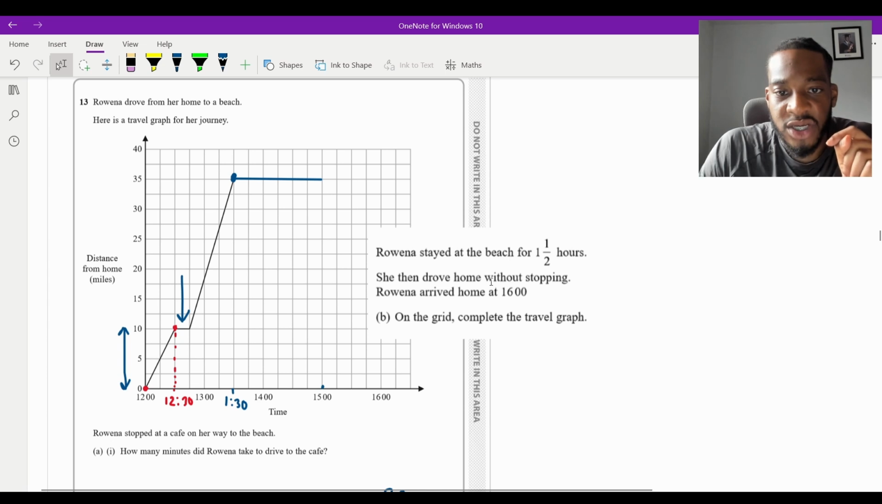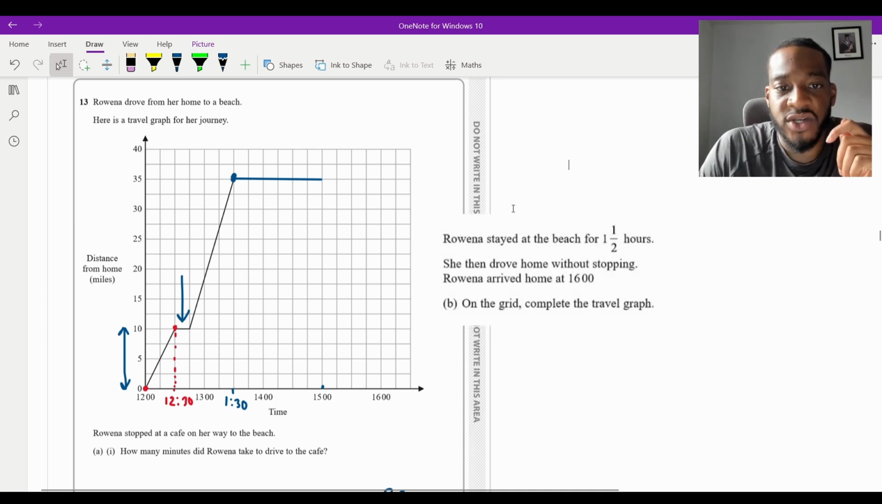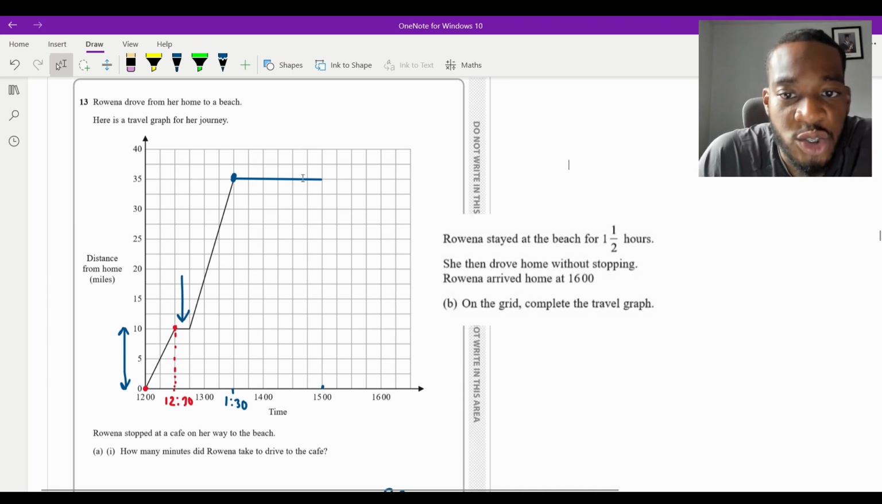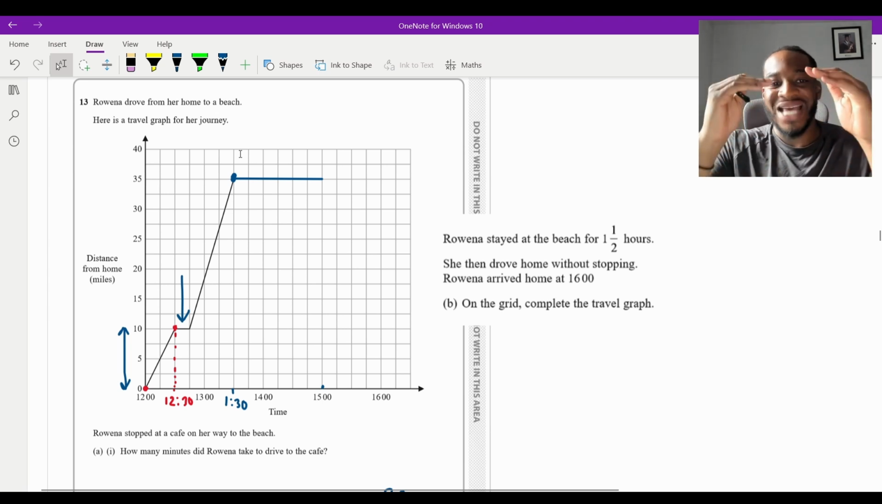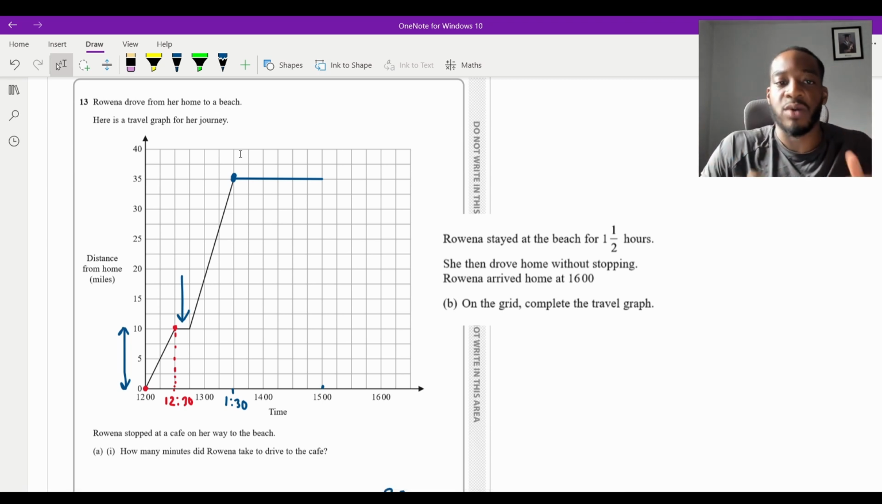Now it says she then drove home without stopping. Rowena arrived home at 4 o'clock. On the grid, complete the travel graph. So now we're at 3 o'clock and she drives home without stopping. So let me just make this a little bit more straight. Now, what we need to do is remember, if we're going back home, we're going down on a distance time graph. We're going back to our starting point.